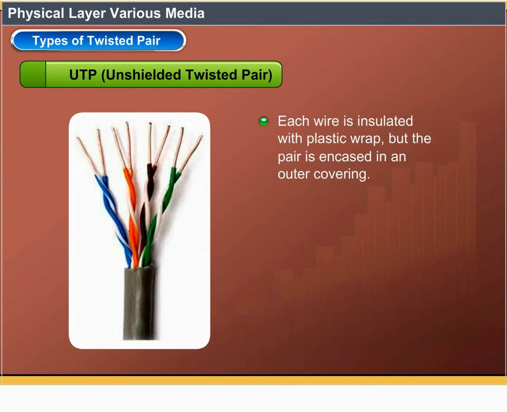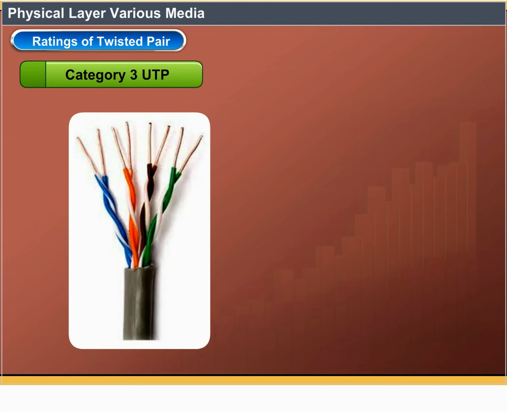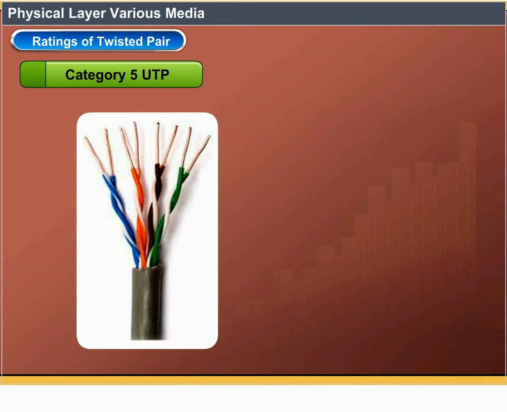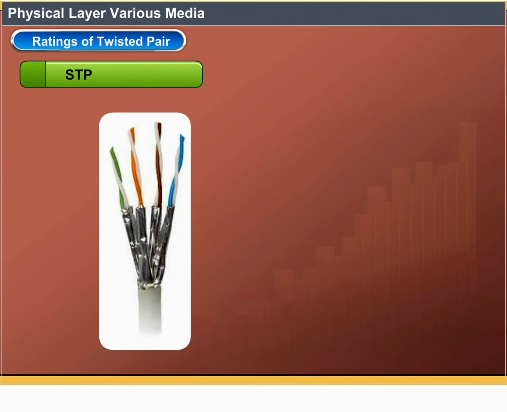Rating of twisted pair. Category 3 UTP: data rates of up to 16 Mbps are achievable. Category 5 UTP: data rates of up to 100 Mbps are achievable. More tightly twisted than Category 3 cables. More expensive but better performance. STP: more expensive, harder to work.